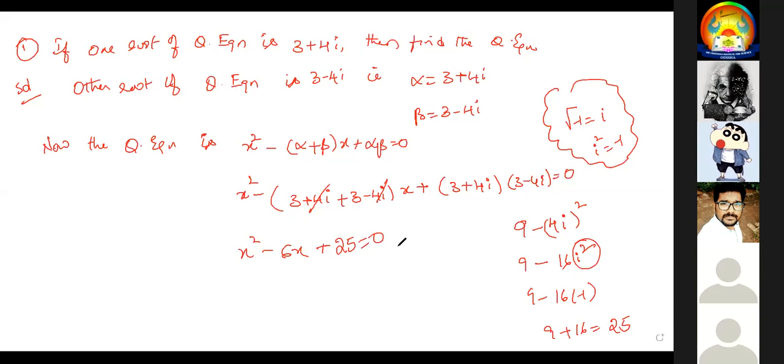Someone said 7, it is 25. Why? Because i square is not 1, i square is minus 1. That's the specialty of it. Please do it.